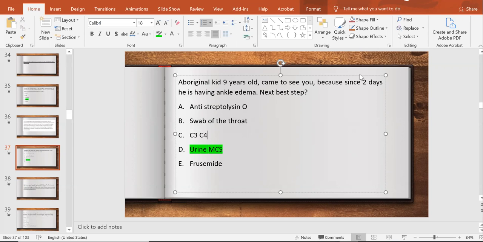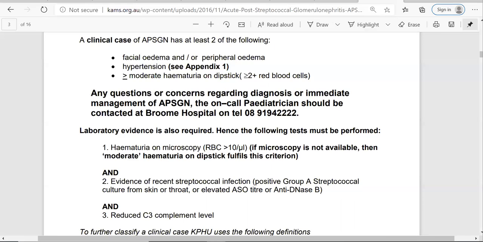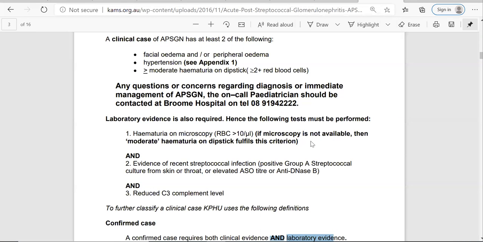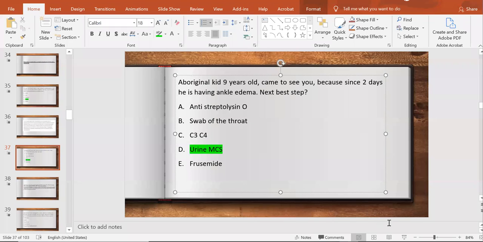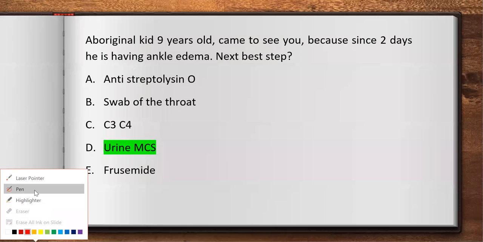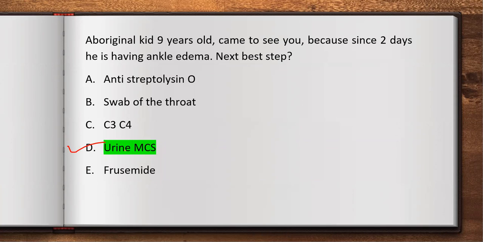If there is a history of sore throat, then doing a throat swab is better, right? Any question, any confusion so far? So if there is a sore throat feature or sore throat history, then better to do a swab from the throat. If that is not in the history, then we will do anti-streptolysin O.